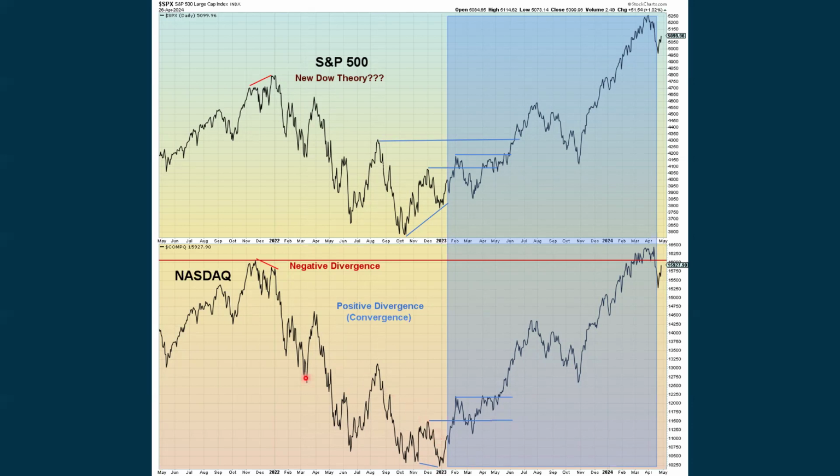So why not substitute the S&P for the Dow and the NASDAQ for the transports? And we see where we did kind of break out a little bit here, but we're not really seeing any divergences right now, as both have been under weakness, but lately they've been bouncing back.